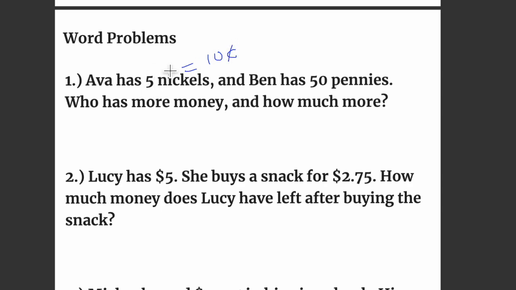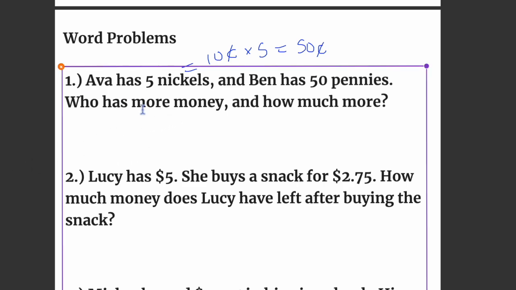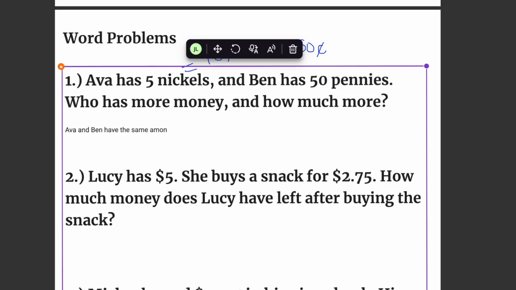Since she has 5 nickels, we have to multiply this by 5. So that means Ava has 25 cents. Ben has 50 pennies, which is just the same as 50 cents. So they have the same amount of money. So you would write Ava and Ben have the same amount of money.